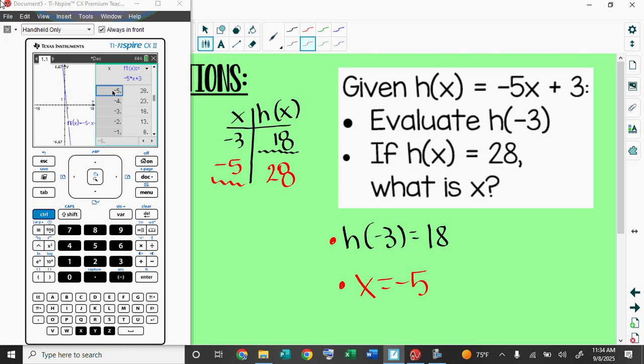There's part 1. Part 2, x is -5. You're going to be doing later this week an assignment about evaluating functions, and you're going to need this table to help you out on that. If you have any questions, email me, ask away.